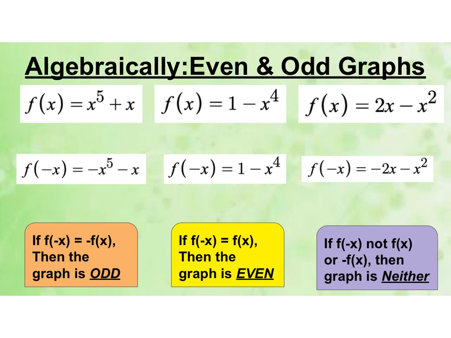And here's a recap. So if f of negative x equals the opposite of f of x, all the signs change, then it's odd. If f of negative x equals the exact same thing, then it's going to be even. And if f of negative x is not equal to either of those, then it's going to be neither.